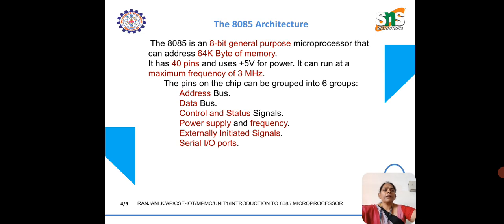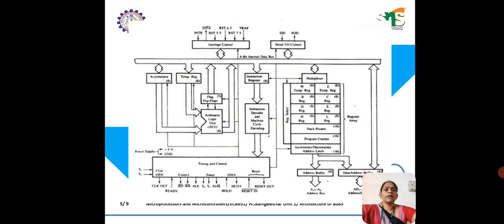Next, let us see about the architecture of the 8085 microprocessor. The architecture mainly consists of an accumulator. It is an 8-bit register used to perform all arithmetic, logic and input output operations, as well as load and store operations, and it is connected to the internal data bus and the ALU.